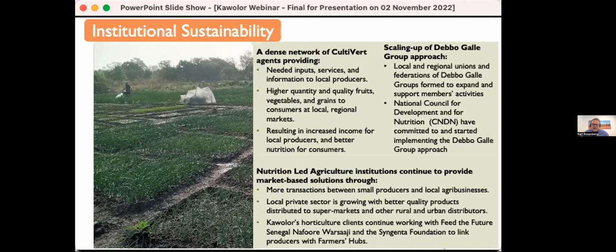Kawolor horticulture clients continue to work with another Feed the Future Senegal project activity, Nafore Wasaji, run by Connexus Corporation. They're working with the Syngenta Foundation, and we work with the Syngenta Foundation to develop and link producers to farmer hubs in the country, where they can improve quality and aggregate their products, largely vegetables, for marketing. Slide, please.